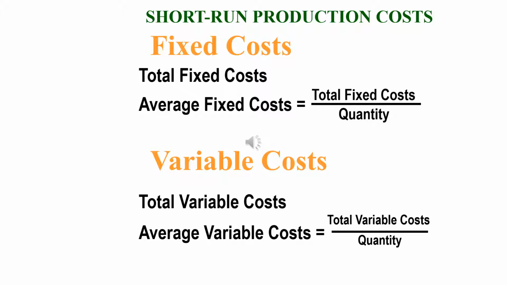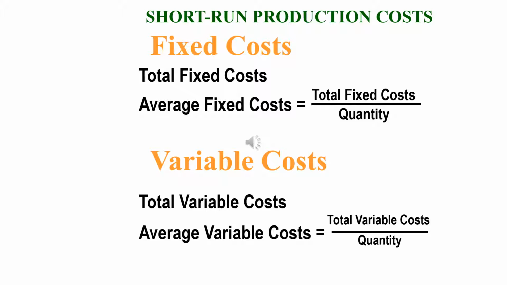Okay, these are the cost structures you need to remember. Fixed costs, total fixed costs. Fixed costs are things like your rent, your property taxes, your property insurance premium, and then the average fixed cost is just taking those fixed costs and dividing it by quantity to get a per unit average fixed cost.